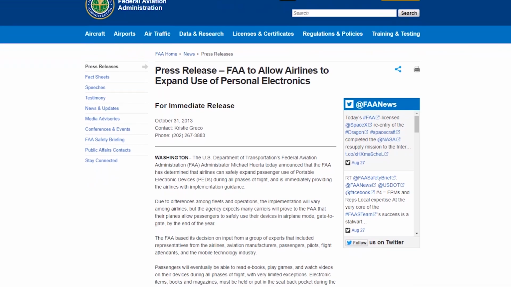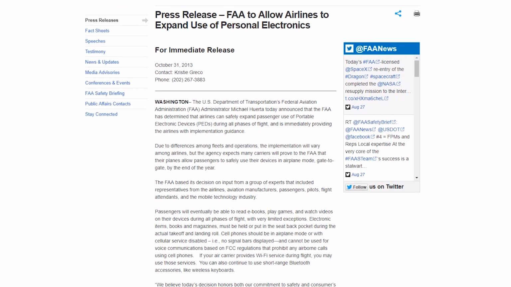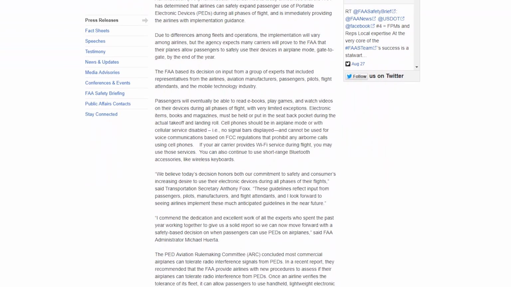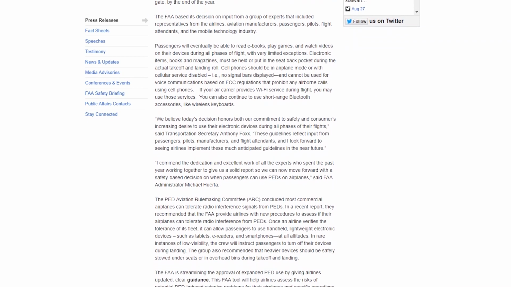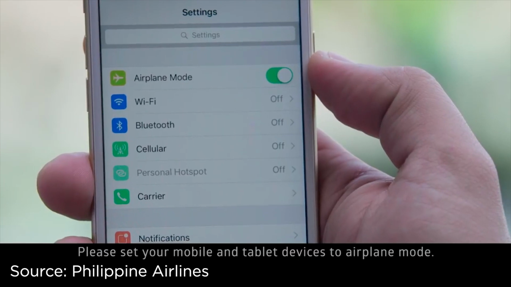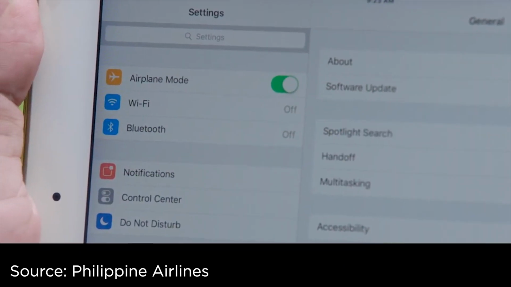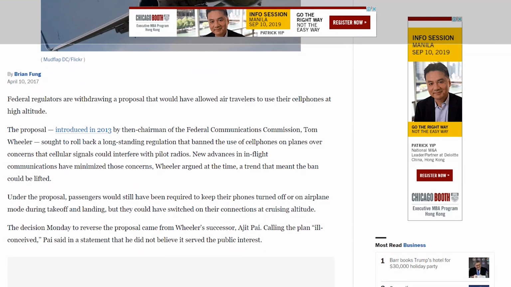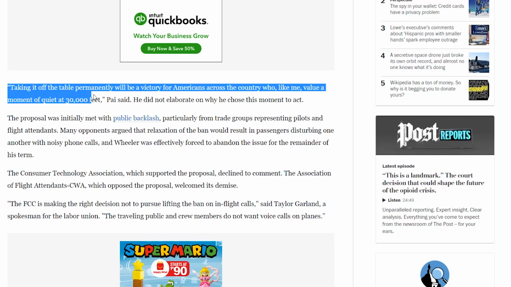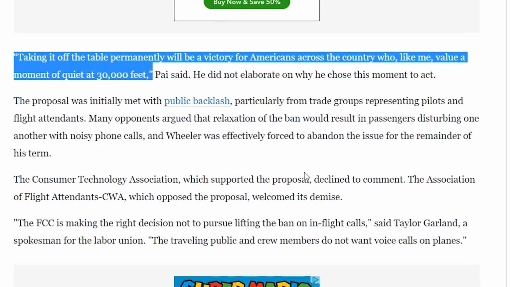Anyway, in 2013, the Federal Aviation Administration, or FAA, relaxed their rules about when exactly passengers could use their gadgets throughout the flight, even at altitudes below 10,000 feet. But why are we still told to turn off our devices or put them on airplane mode? Well, airlines have rules and laws to follow, not to mention they have their own reasons. In 2017, the chairman of the FCC actually rejected a proposal to allow phone calls on flights. His reason? So we could, I quote, value a moment of quiet at 30,000 feet.